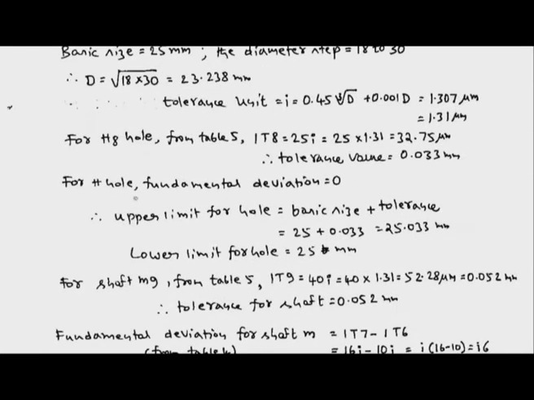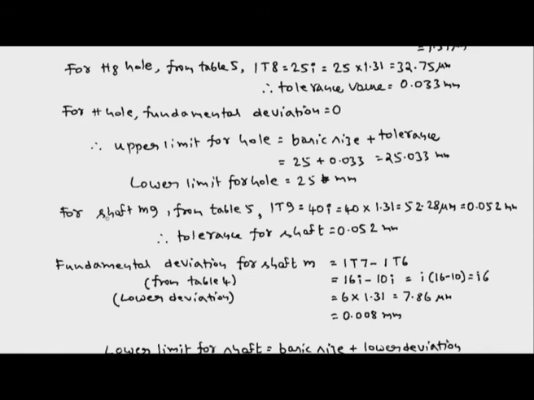And for H hole we know that fundamental deviation is equal to 0. So the lower limit for the hole is equal to the basic size, that is 25 mm, and upper limit for hole is equal to basic size plus tolerance, that is 25 millimeter plus tolerance value 0.033 millimeter, then we get 25.033 millimeter. This is the upper limit for the hole.